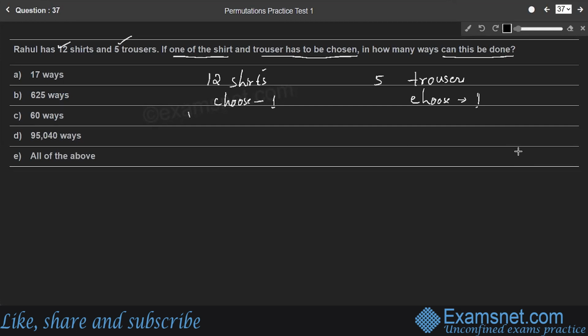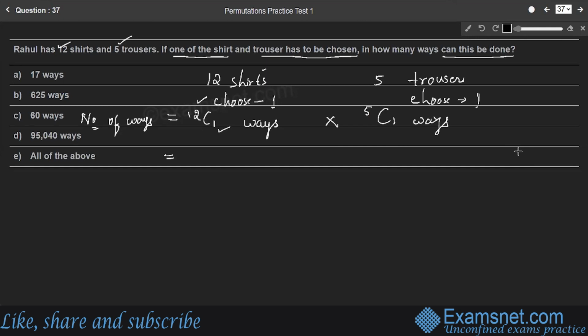It is nothing but 12C1. We have to choose one shirt out of 12 shirts, which is 12C1 ways. In 12C1 ways we can choose one shirt out of 12 shirts, into, you have to choose one trouser out of 5 trousers. So in 5C1 ways we can choose one trouser out of 5 trousers. This gives the number of ways in which one shirt and one trouser can be chosen.